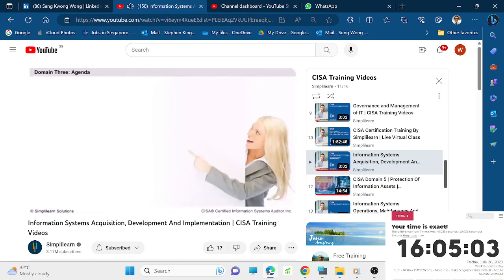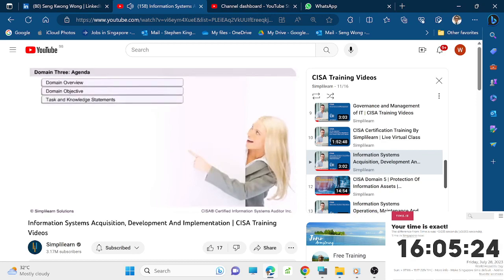Domain 3 Agenda. We will start off by going through an overview of the domain, which will give us an overall picture of what the domain is all about. This will be followed by an understanding of the objective, which states what we intend to achieve in this domain. Task and knowledge statements provide us with a deeper understanding of what is covered in this domain. A list of references provide us with material quite useful for further reading under the Additional Study Resources section.